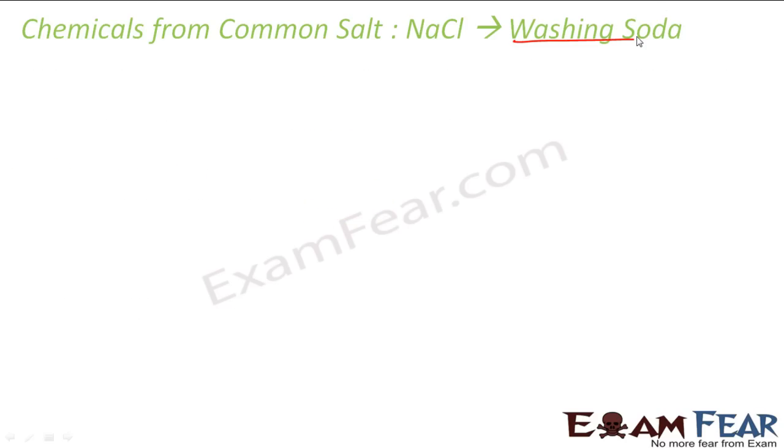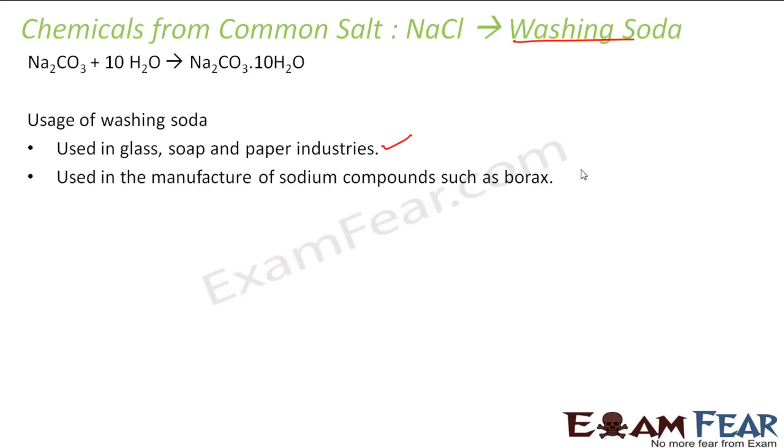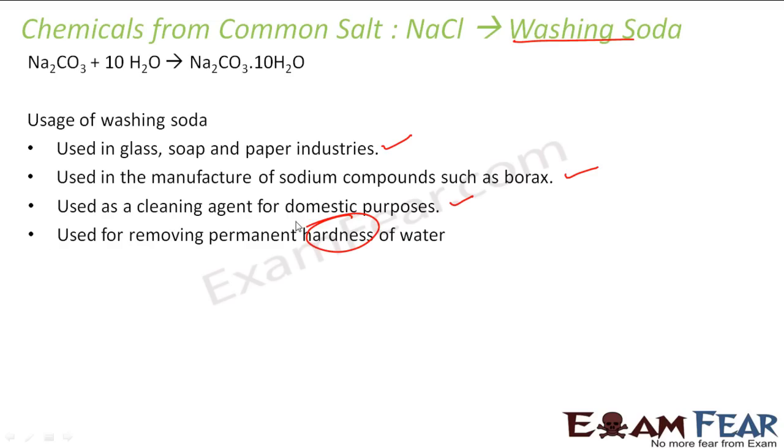The washing soda is also produced using salt. You get Na2CO3 plus water gives Na2CO3 plus H2. This Na2CO3 is something which we developed in the last one. The washing soda is used to wash glass, soap, etc. It is used to manufacture compounds such as borax. It is used as a cleaning agent. It is also used to remove the permanent hardness of water. So the domestic use of this washing soda is also generated from sodium chloride.